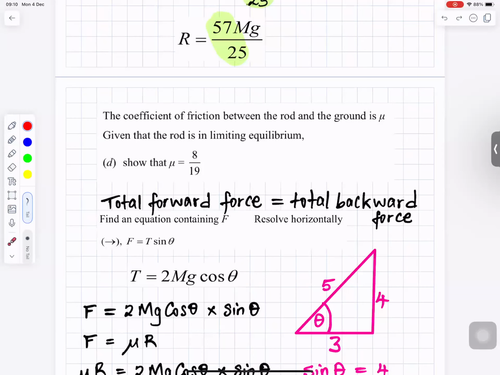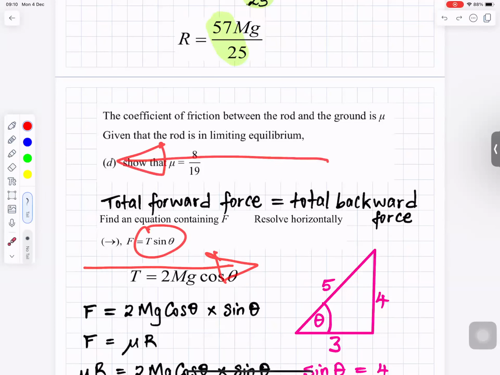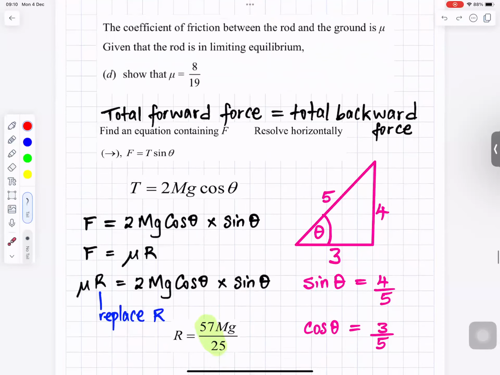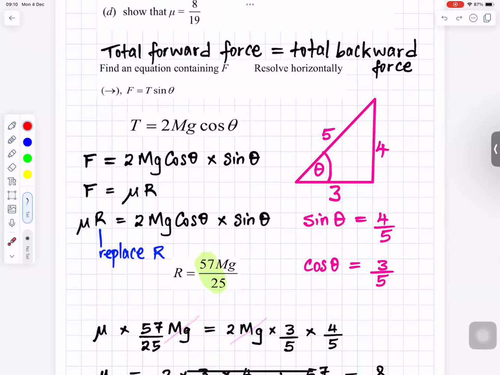So resolving horizontally, we got F from that diagram. You remember we had F pulling to the right. T sine theta was at the top pulling to the left. But we know T is 2mg cos theta. So we replace T there with 2mg cos theta. And then, but we know F is mu R. So we replace F with mu R. So we're replacing F and replacing T.